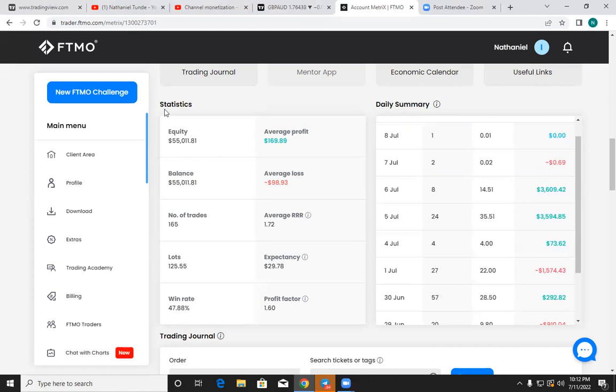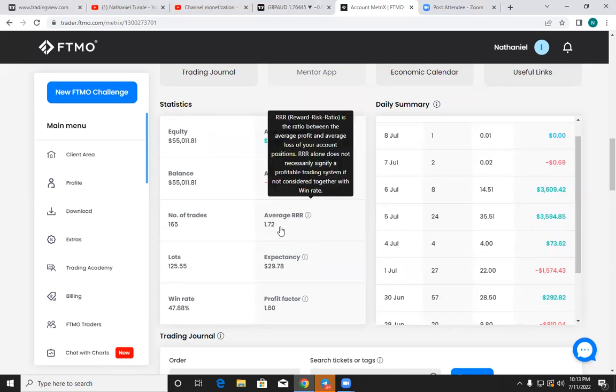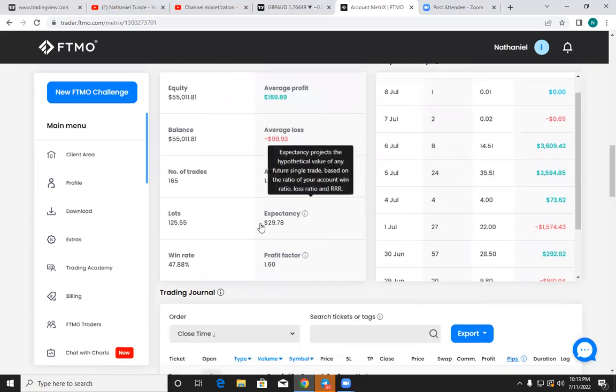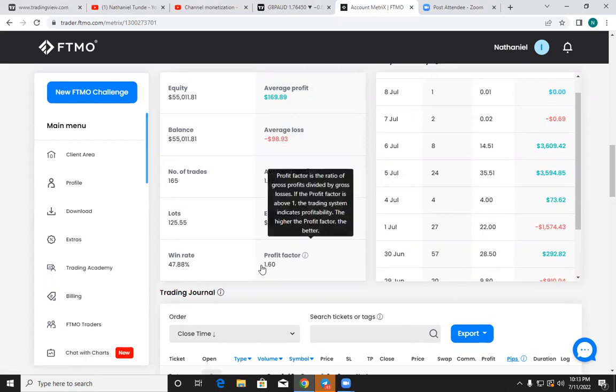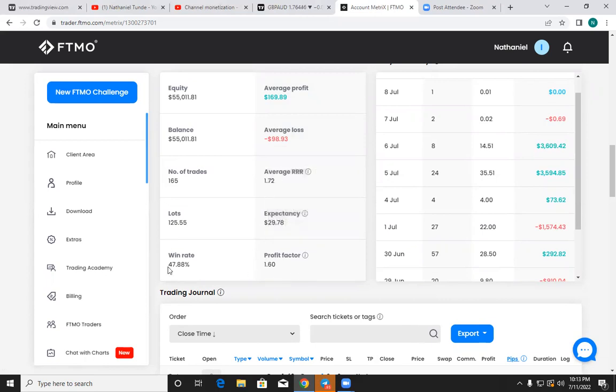If you look at these statistics, the average profit was 169 and my average loss was 98. This is fantastic. Average risk to reward 1.72, which I'm going to improve on. Expectancy 29, this one is not important to me. Profit factor must be positive, and it's positive. My win rate is just 47.88%. I've tried my best to make sure my win rate is 50 and above.